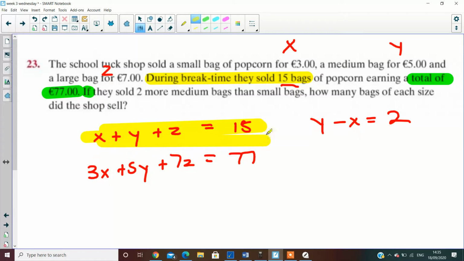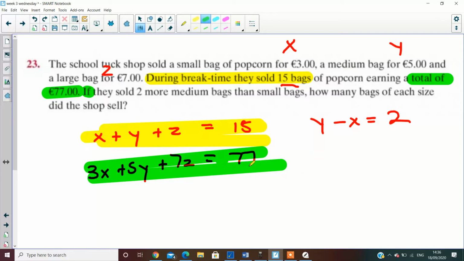Okay, next one. They got a total of €77 for it. What does that mean? €3 multiplied by the amount of small bags you sold, plus €5 multiplied by the amount of medium bags you sold, plus €7 multiplied by the amount of large bags you sold. When you add them all up, you get €77. So that is your second answer right there.